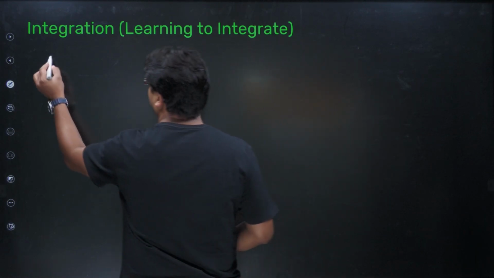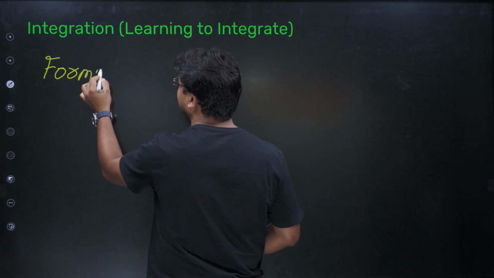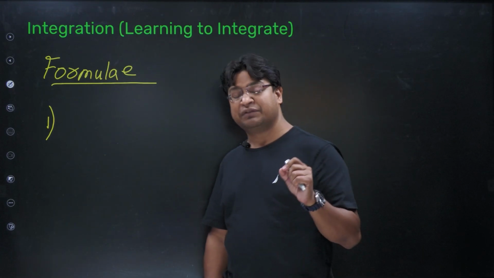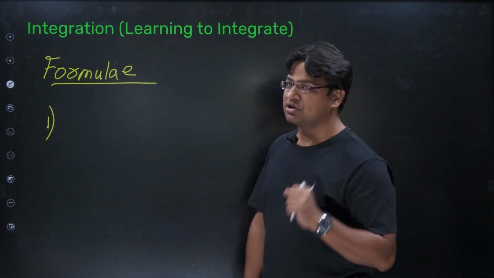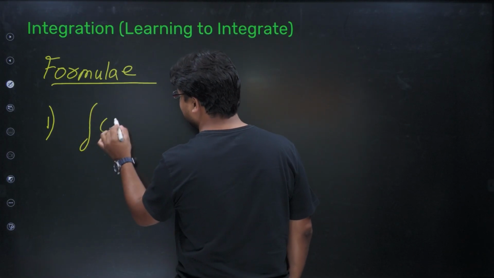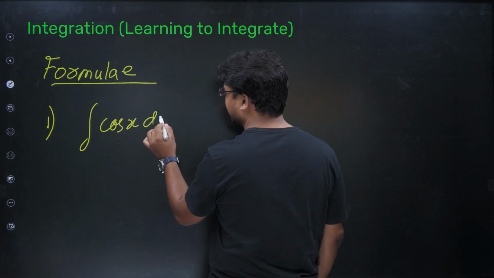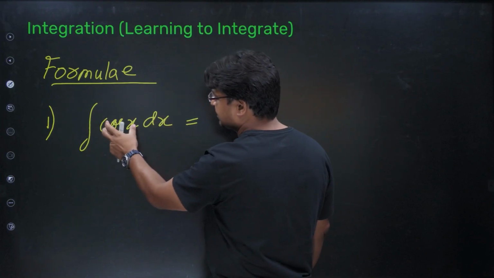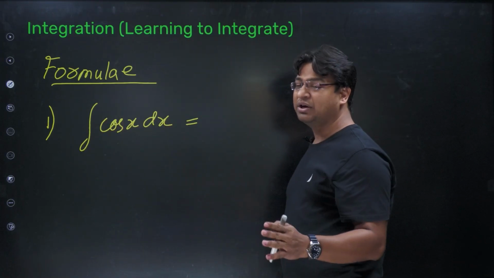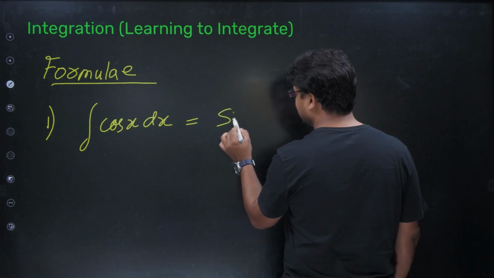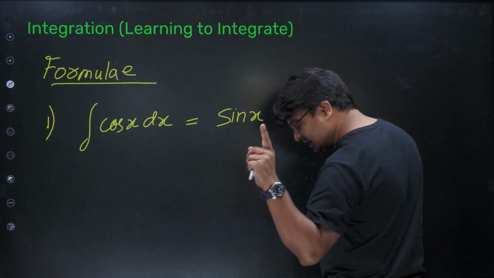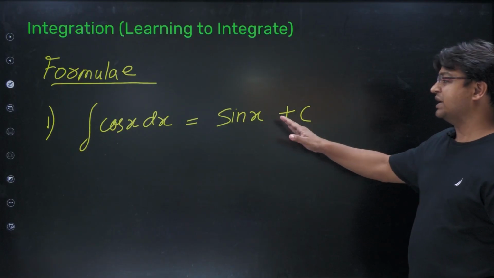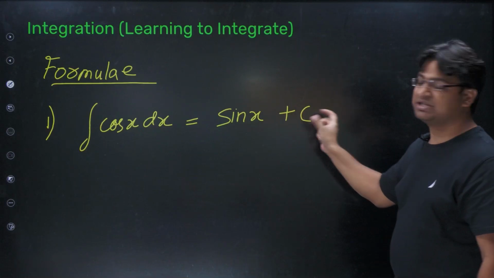So, let me write the list of formulae. I will start with the easier ones. What do I mean by that? You know that if you differentiate sine x, you get cos x. Therefore, if I integrate cos x with respect to x, remember to write this. Many times students forget to write this. They just make the integration sign and write the function, which is an inaccurate representation. The outcome would be sine x, and I am intelligent enough to remember to put a c here, plus c. So if you differentiate sine x plus c, you will get cos x plus 0.